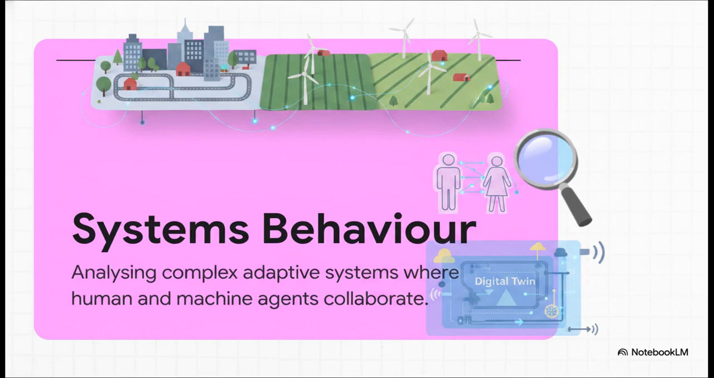And the third strand is systems behavior. This is where we zoom out to look at the whole picture, the complex adaptive systems where both human and machine agents are collaborating and interacting. A prime example here is the use of digital twins, which are real-time virtual replicas of physical systems. By feeding live sensor data into a digital twin of, say, an agricultural network or a city's transport grid, we can mathematically model how those micro-level behaviors from humans and algorithms combine to create massive macro-level outcomes.